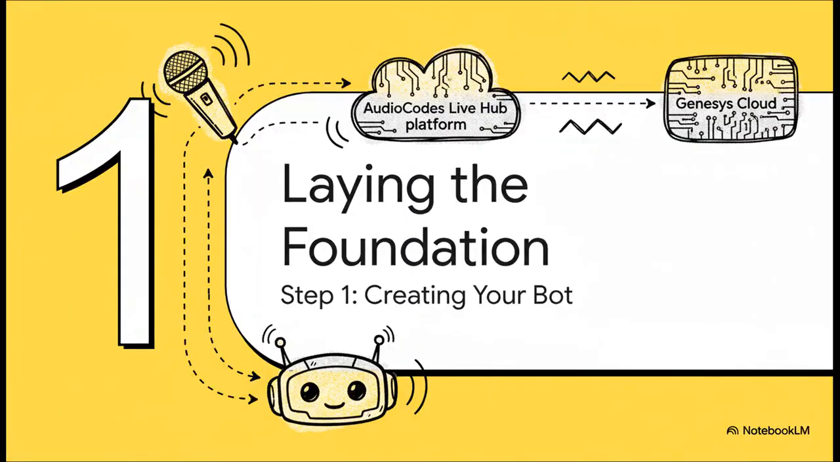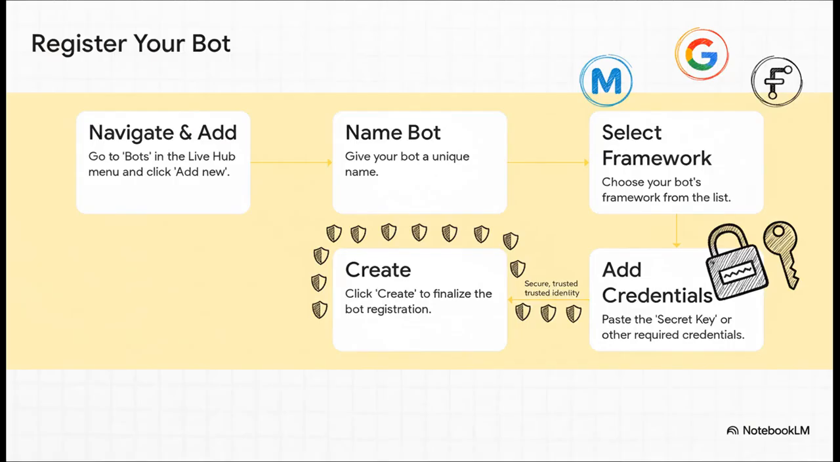Every great system starts with the basics, its core components. And for us, that's the voice bot. Our very first step is to get the bot registered inside the AudioCodes LiveHub platform. So LiveHub actually knows this bot exists, and more importantly, how to talk to it. So what you're really doing here is telling LiveHub two super important things. What kind of bot it is, is it from Microsoft, Google, what have you, and how to get in touch with it securely. And that secret key you're pasting in, think of it like a secret handshake or a password. It's what creates that secure, trusted connection for the bot inside the platform.